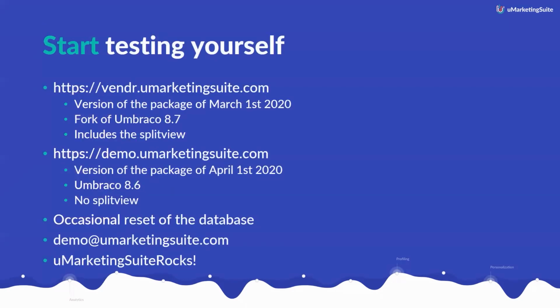So maybe for some of you, this was the most important slide because you just want to start testing yourself. We've listed two URLs, vendor.uMarketingSuite.com and demo.uMarketingSuite.com. The vendor package is the version of the package of March 1st, so 6 weeks old already.